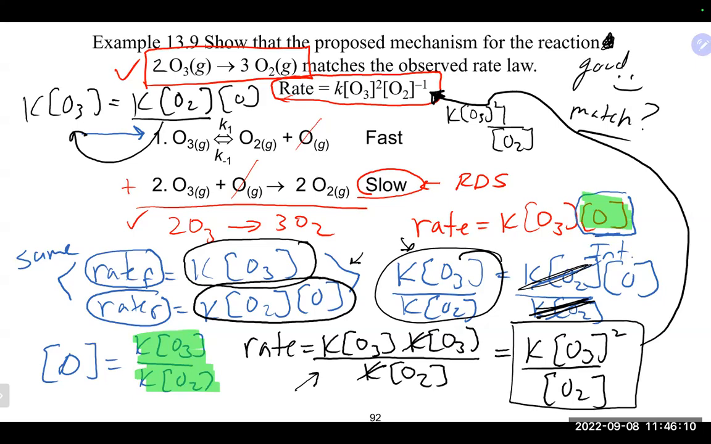Once you get rid of the intermediate in the rate determining step, if there happens to be one, and you substitute it out for things that are not intermediates, then once you're done substituting, if the two rate laws match, it is a good mechanism. If it does not match, then it's a bad mechanism. The other thing that can make it a bad mechanism is that right off the bat, you add up all the steps and it doesn't give you the overall reaction. You take a bunch of steps together and go, that is not the reaction I'm looking for. So that's the other thing that can make it a bad mechanism. Other questions on that?